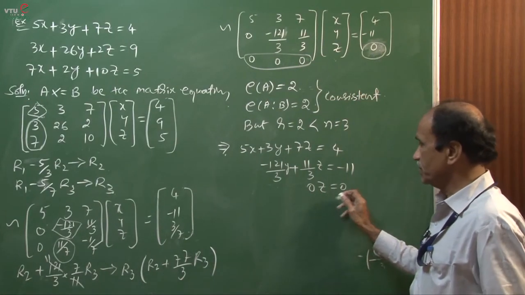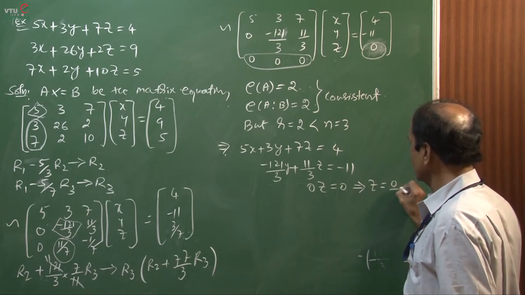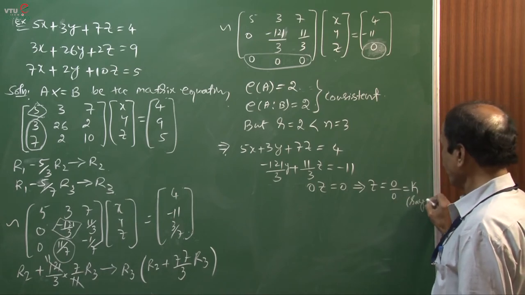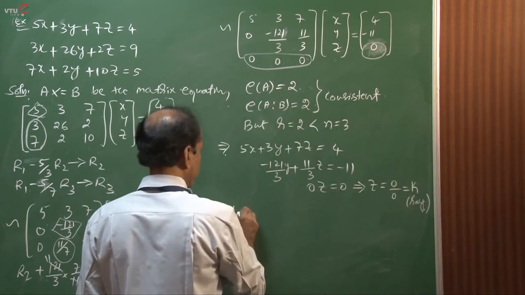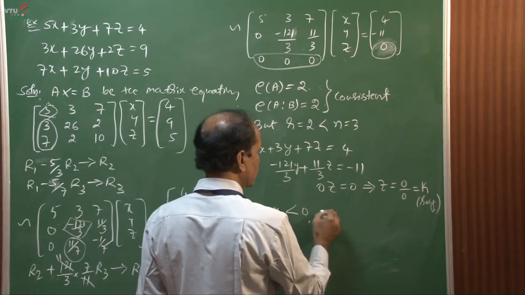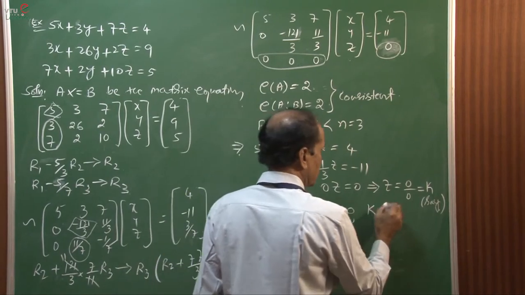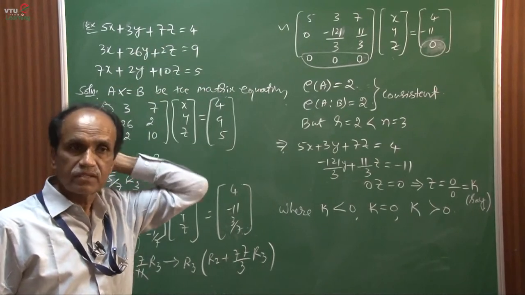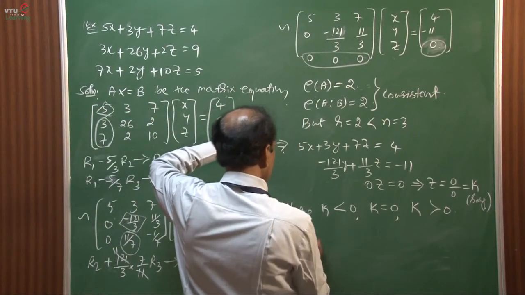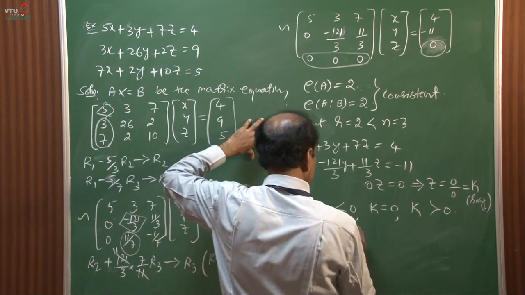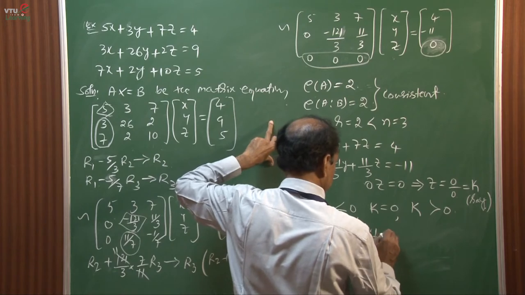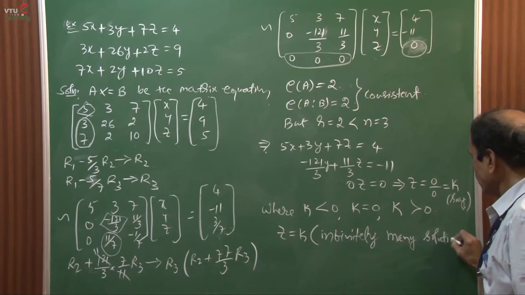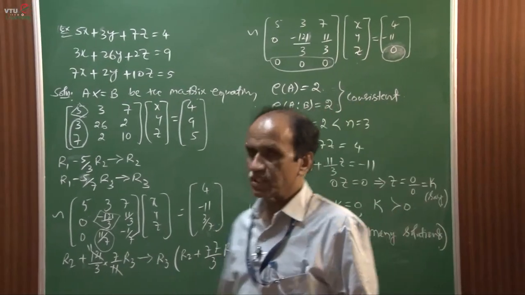Okay, so what is your conclusion here? This gives z equal to 0 divided by 0. We can choose this as k, where this k may be less than 0, equal to 0, or greater than 0. So only we claim that there are infinitely many solutions in that problem. Therefore, z is equal to k, infinitely many solutions we can choose.